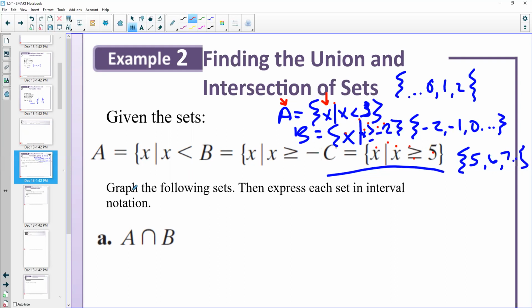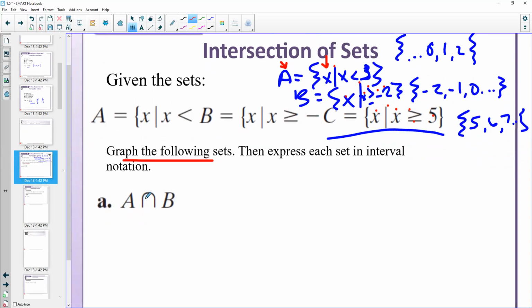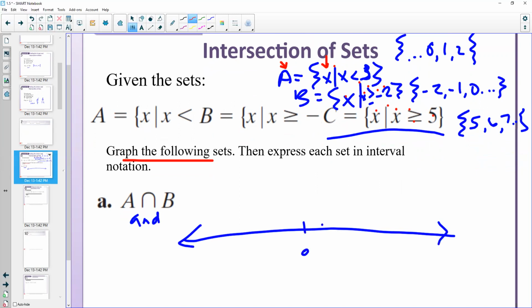Now we have to graph each set and express it in interval notation. All right, so let's start with A. This is A and B. So now we have to think about what the picture would be. Whenever this says graph in this section, and in chapter 1 things, we're talking about graphing on a number line. So I'm going to put some numbers here. Let's see. Oops, +1, -1, +2, -2, 3, -3.